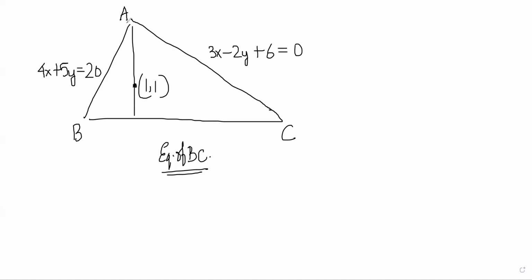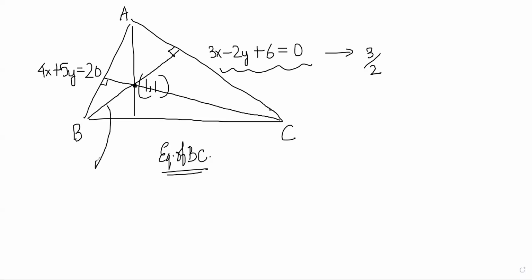AC and this line are perpendicular to each other, and this line are perpendicular to each other, right? So we know the slope of this line. The slope of this line is minus 3 by minus 2, so 3 by 2. So I know the slope of this line, the altitude from B should be minus 2 by 3, right?